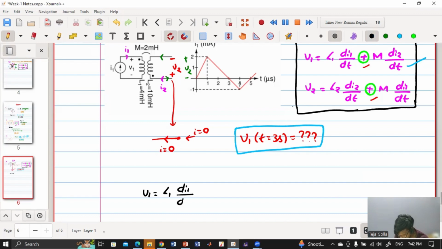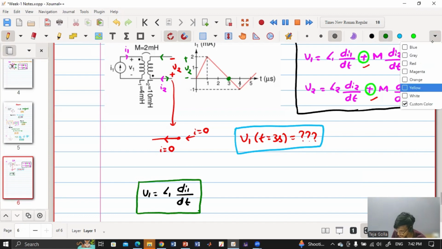They have given L1, but have they given di1 by dt? No, they have not given di1 by dt directly, but they have given I1. From that I1, I can calculate di1 by dt. What is di1 by dt? Basically, the slope of the current, right? So what is the slope at this instant at t equal to 3 micro seconds? Can anyone tell me?